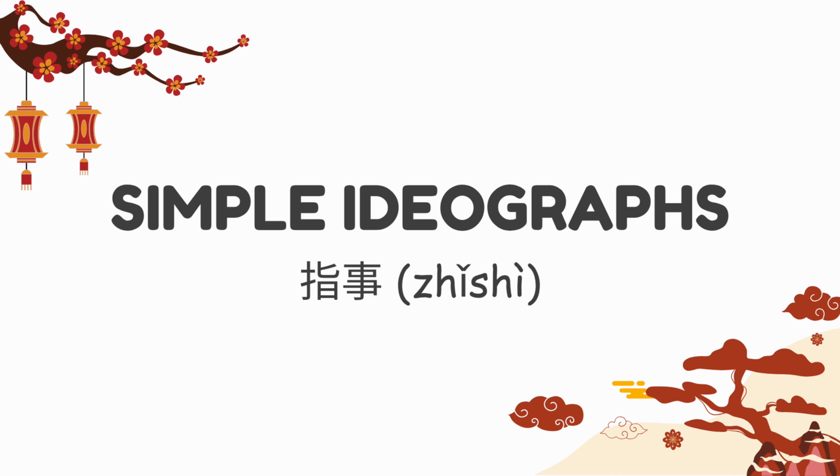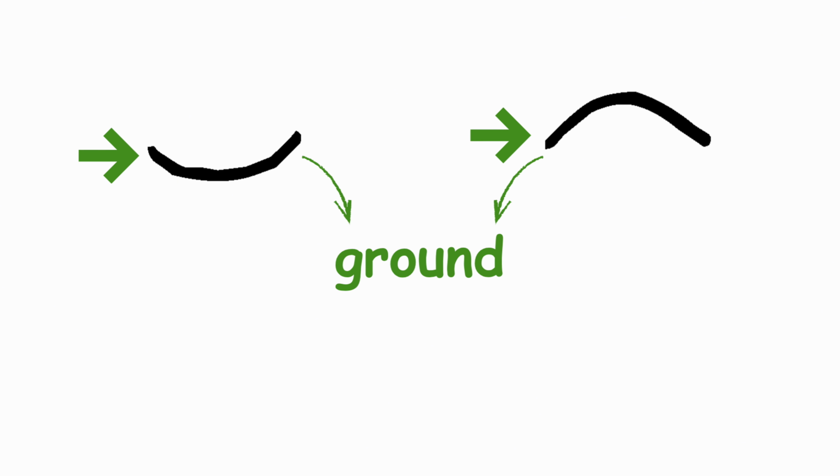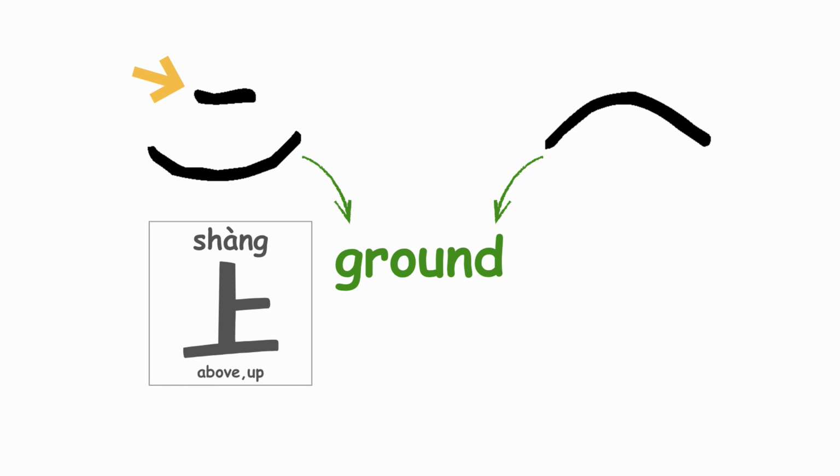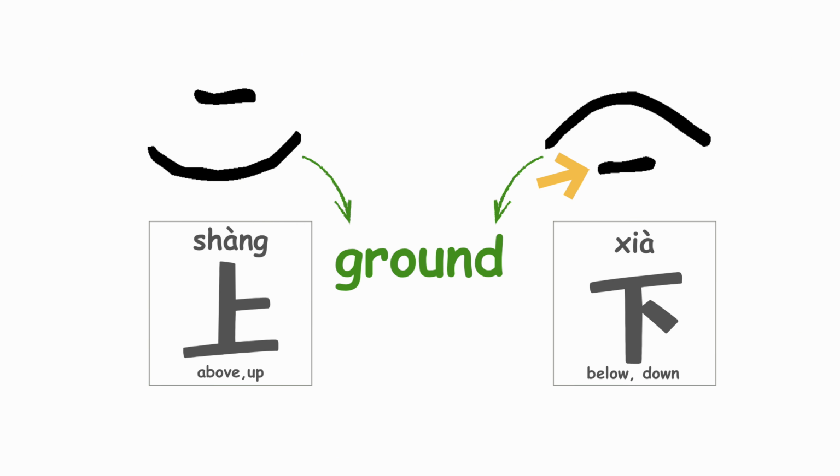Now let me introduce the second kind of characters, 指示字, simple ideographs. For example, how do you express above and below? Here's a simple line that represents the ground. When you add a short stroke above that line, it becomes above, up, 上. When you add a stroke below that line, it becomes below or down, 下.